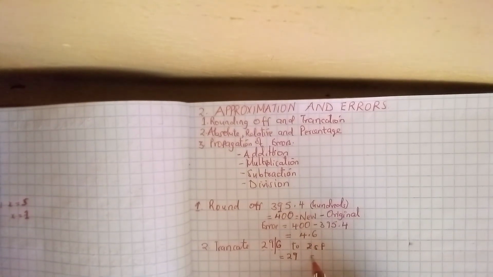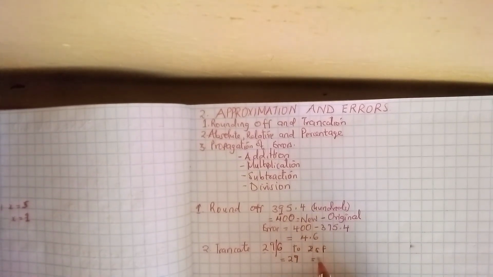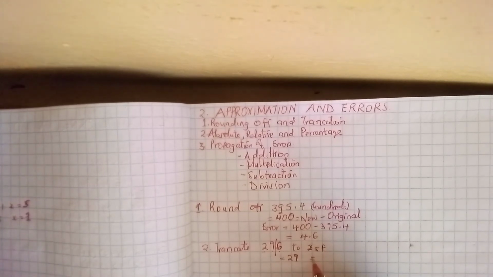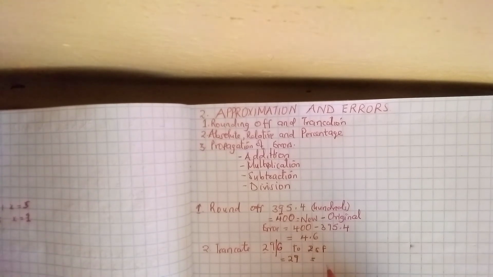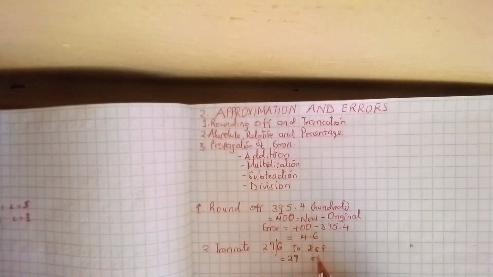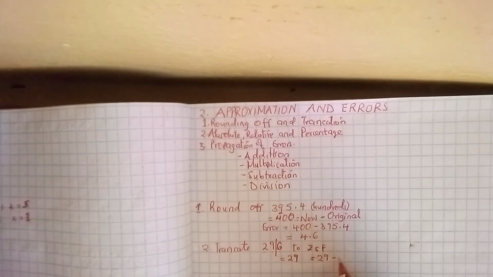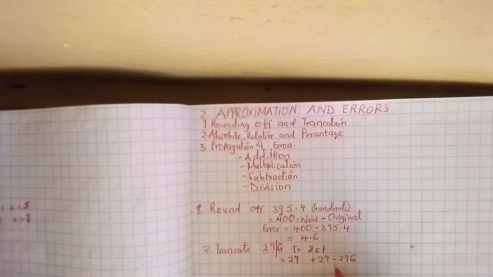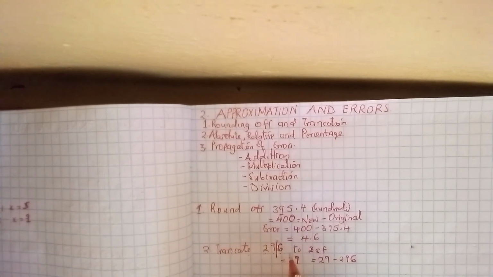So when you ignore, the error will occur. That error occurs when you subtract the new 29 minus the original 296. That is how error occurs in truncation. So truncation is to cut off. If you are told to truncate 20.2, you cut off 0.2, you remain with 20. Then you calculate the error.